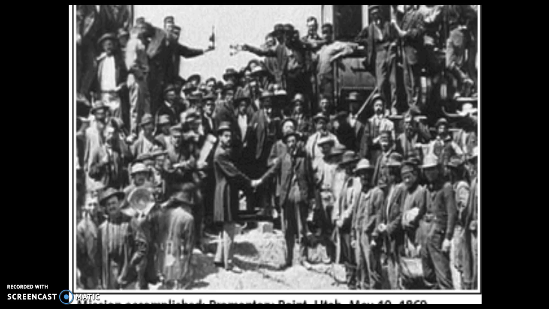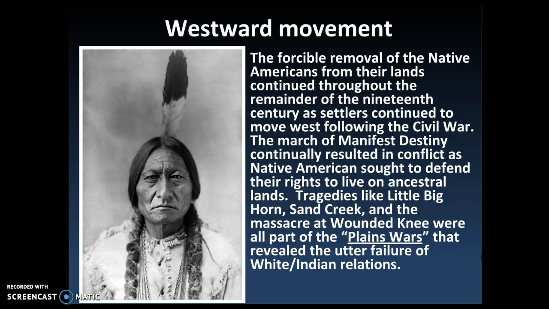So that railroad was created in 1869. It was put together at Promontory Point, and after that, it was really the connecting point between East and West. And now, the settlement of that area is going to drastically expand. The only problem with this is that they weren't the first ones there.